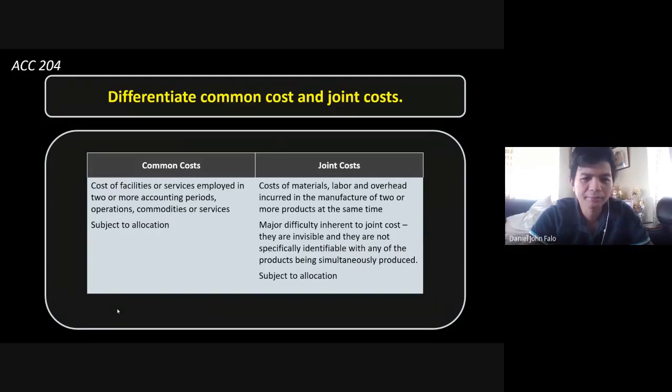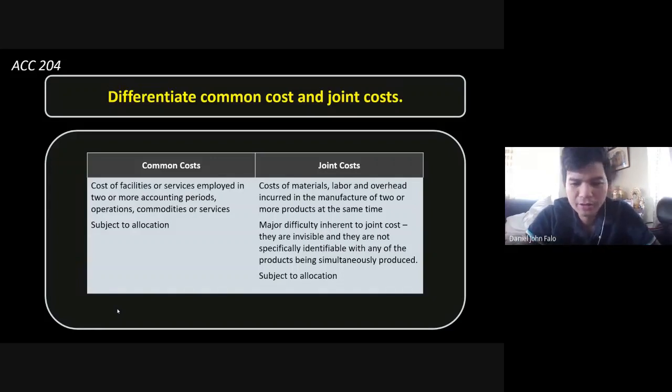expense na incur. Another difference pa ng common cost and joint cost is that yung common cost, it is incurred across periods or it is incurred 2 or more periods. Pero yung joint cost, it was incurred at the same time. Ibig sabihin, nag-acquire ka ng materials, that materials is acquired on the same period kung kailan siya inallocate. Pero yung common cost can be allocated from one period to another.